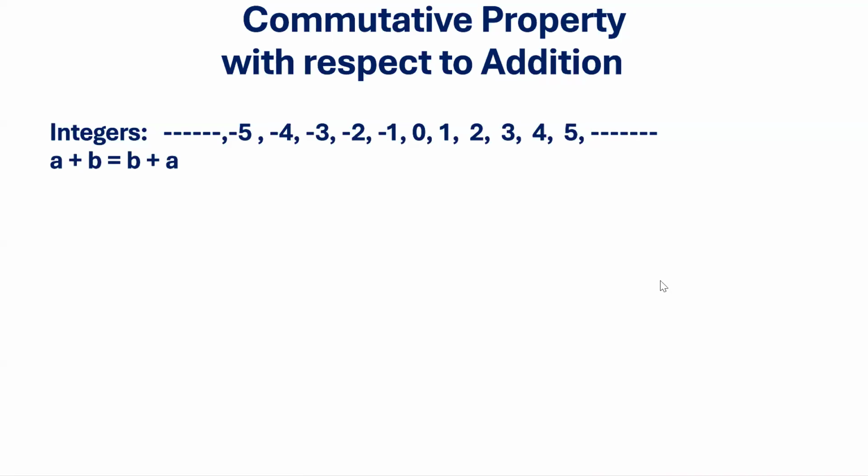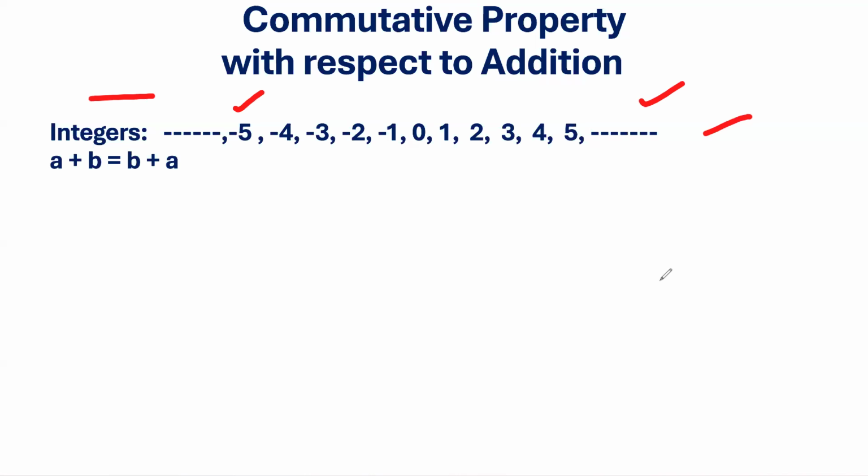Commutative property with respect to addition. We are checking in the set of integers. What are integers? -5, -4, -3, -2, -1, 0. And then 1, 2, 3, 4, 5. This goes to plus infinity on this side, and this goes to minus infinity on this side.